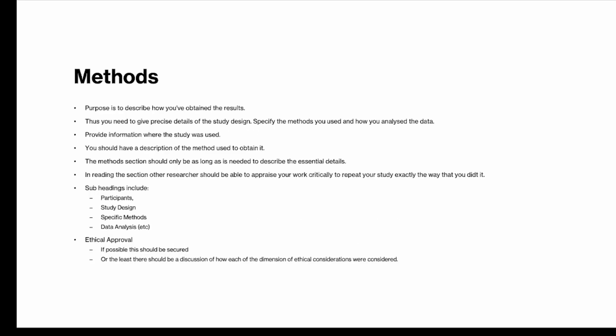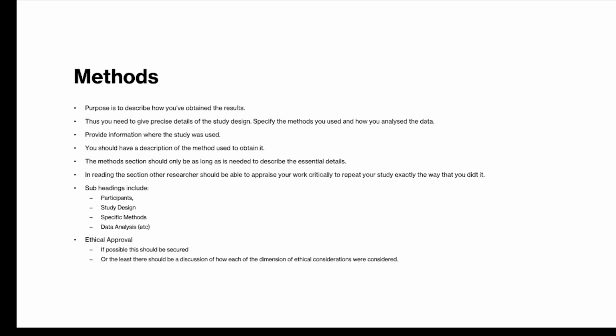Now, how are you going to structure your methods? The purpose of this is really to describe how you obtained results. It's like having a recipe. You want the person to be able to cook that particular recipe as accurately as possible. It's a secret recipe. When you're writing your methods, you want your readers to be able to replicate what you have done. So you should be detailed enough for that person to be able to replicate what you did in your research.